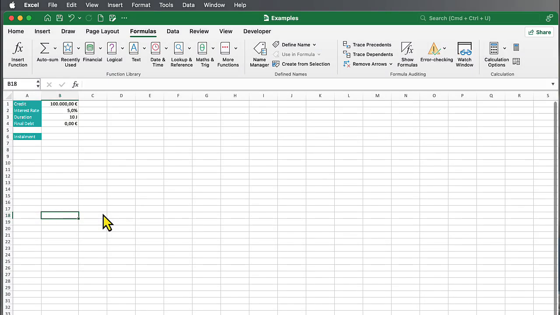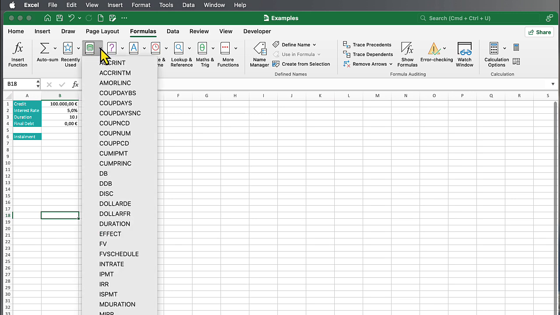The following screencasts will deal with financial issues within Excel. First, Excel offers predefined functions for all kind of financial mathematics. If you go to the tab Formulas, into the group Function Library, you will find the menu Financial, and in here you will find some functions all dealing with financial issues.